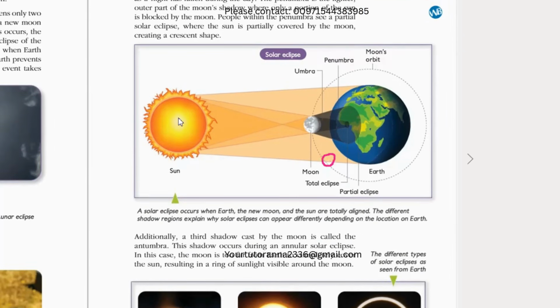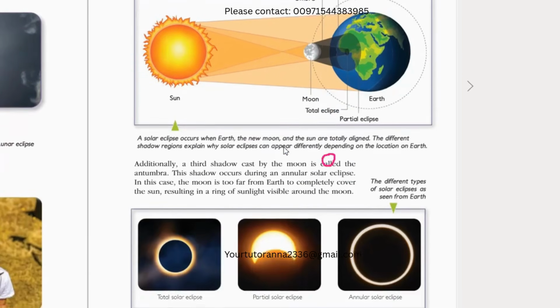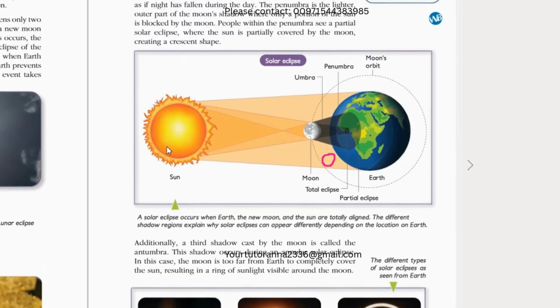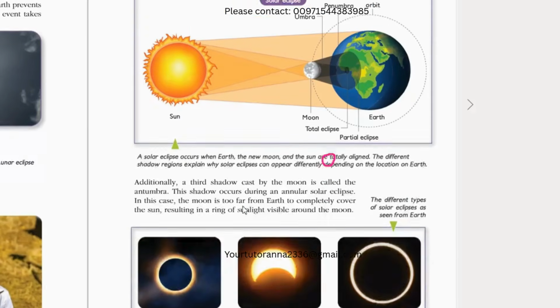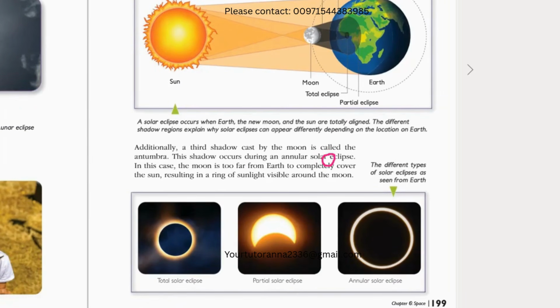Now keep in mind, whenever they say penumbra, they will see a crescent shape, the covered sun. So where the sun is partially covered by the moon, it's creating a crescent shape. Okay, just that. Now what is a crescent shape? It's like this. You see it like this. It will be like this.